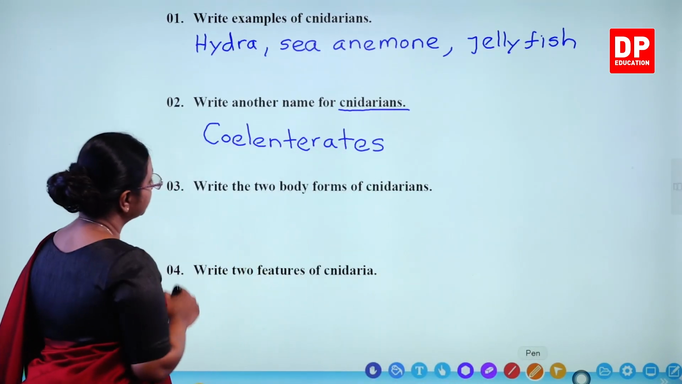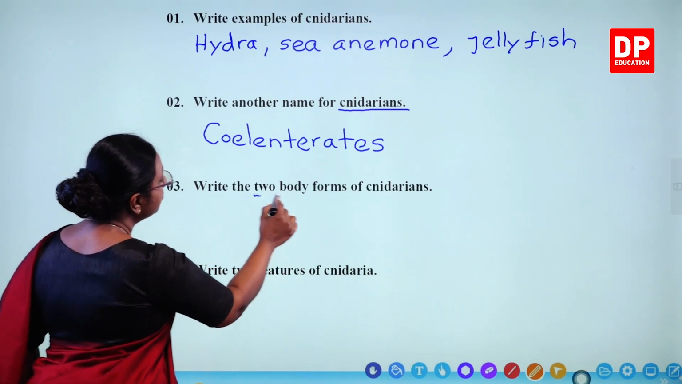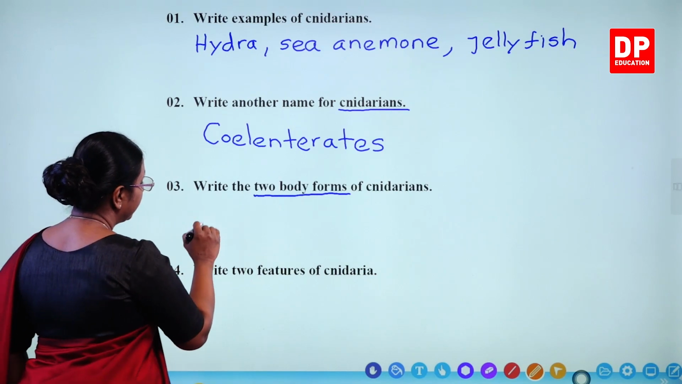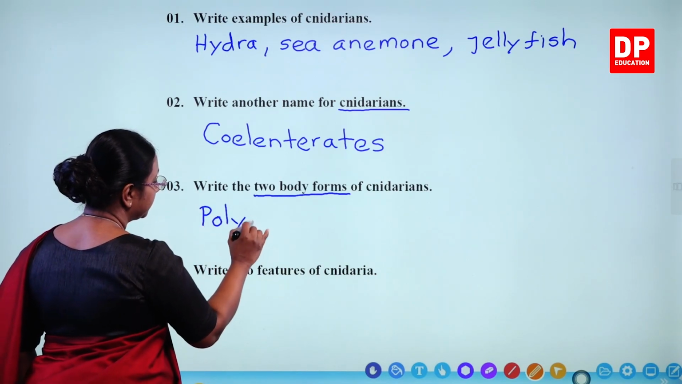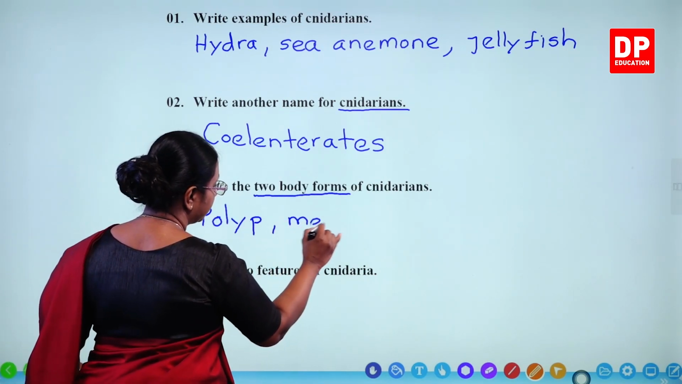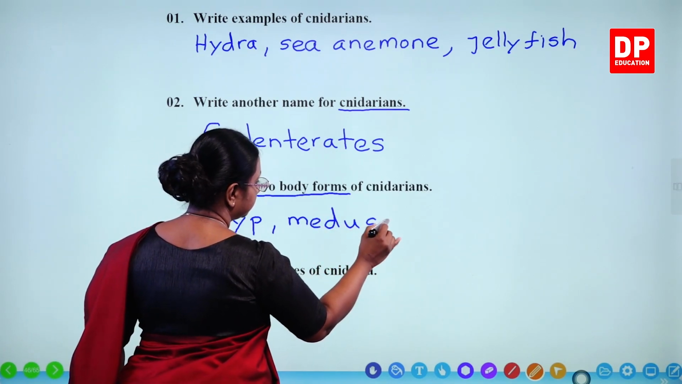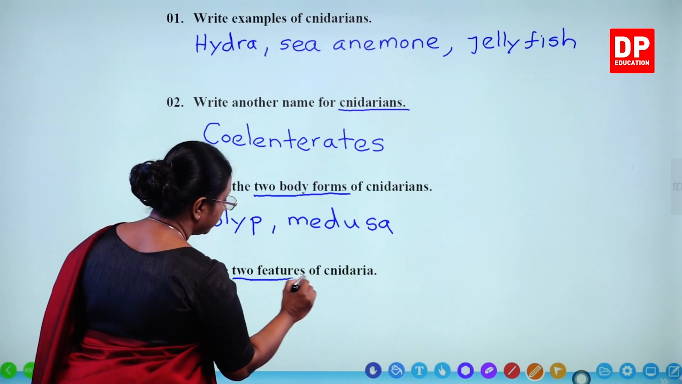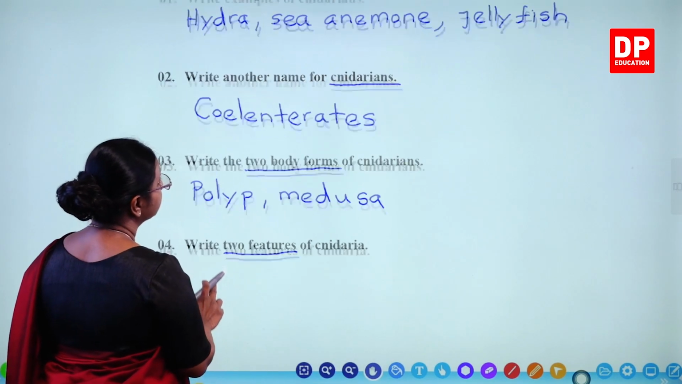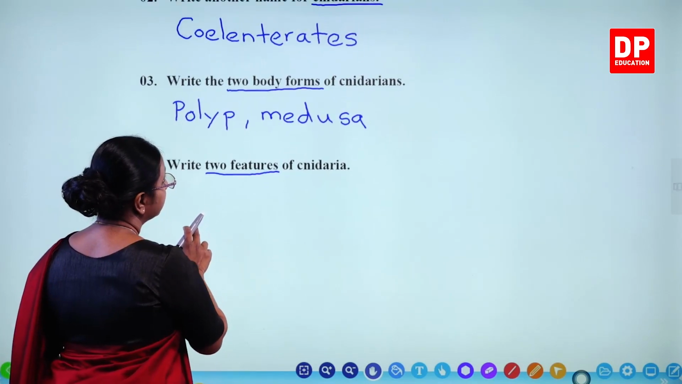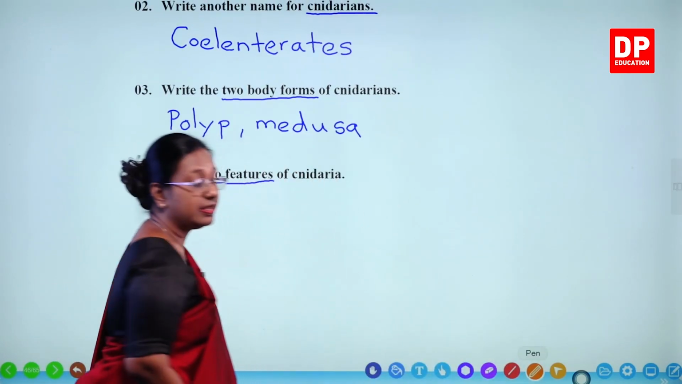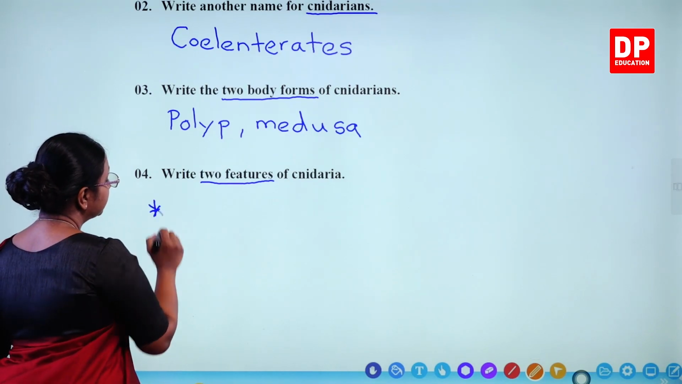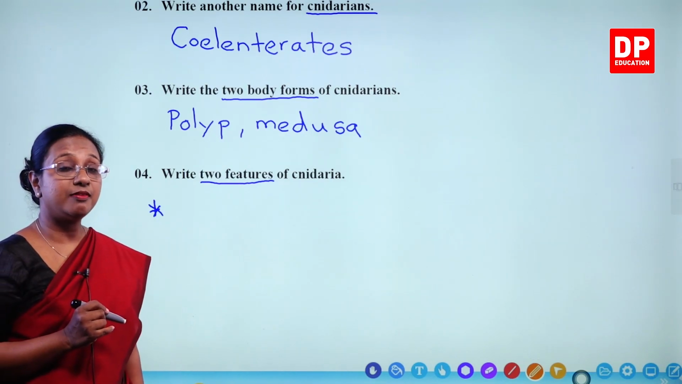Then we have the next question. Write the two body forms of cnidarians. What are the two body forms? A very direct question. Polyp and medusa. Then write two features of cnidarians. You all know many features, but we have to write two features. What is the first feature that you can write?